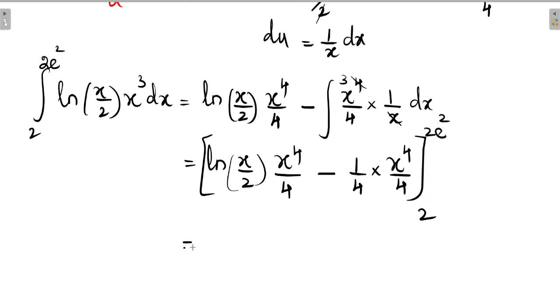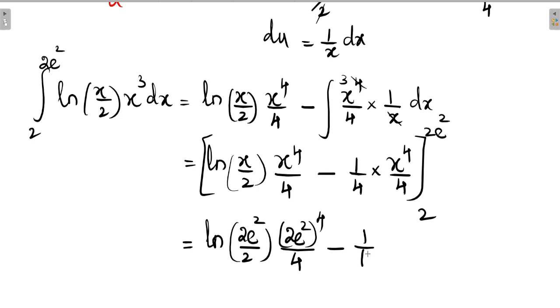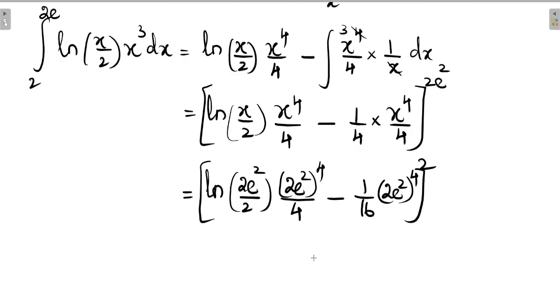Now we can apply the limit: upper limit minus lower limit. So upper limit, ln 2e square by 2 into x power 4, so 2e square the whole power 4 by 4, minus 1 by 16 x power 4, 2e power 2 the whole power 4. This is the part of upper limit minus lower limit. Lower limit is 2. So minus of, we can apply the lower limit 2.